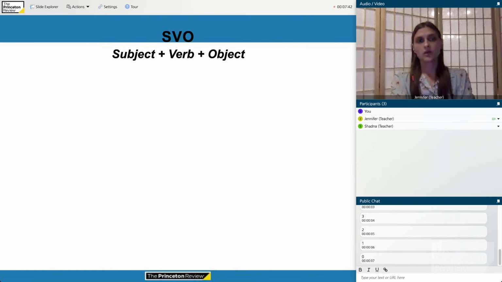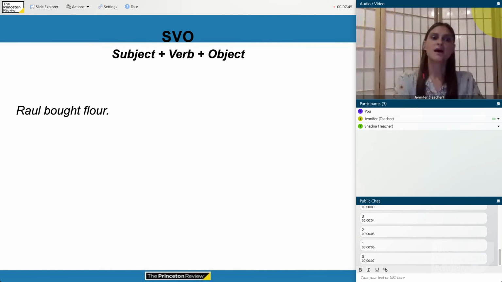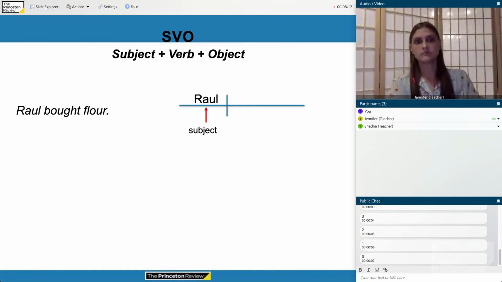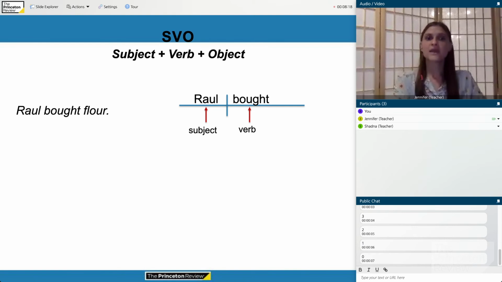Okay, so in an example sentence, we have Raul bought flour. Not flowers, not the kind you smell, the kind that you bake with. So 3 words. Start with it simple here. Raul bought flour. We can draw our horizontal line, add that vertical line. We know what to do with the beginning part now, right? We know the subject. We know it's Raul doing that action. Raul, subject, and then our verb, what is it that Raul did? Well, Raul bought. So we can just label that for ourselves, verb. And bought what? He bought flour. So that's a direct object.